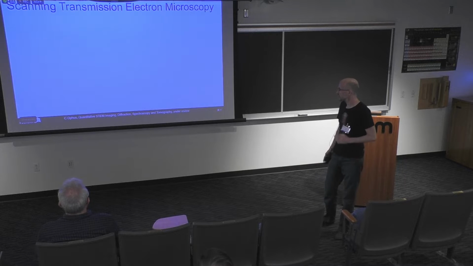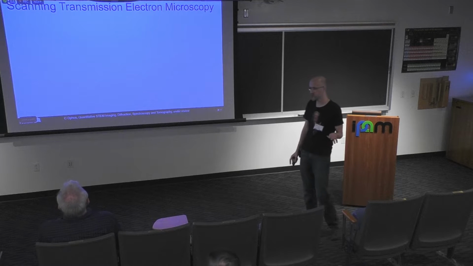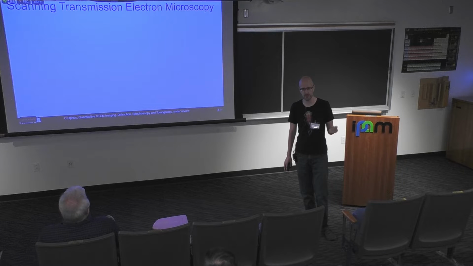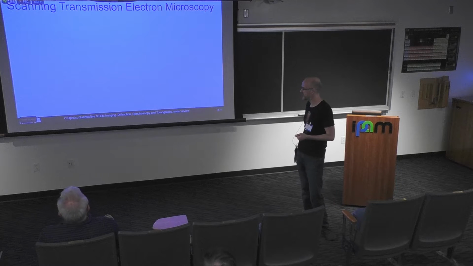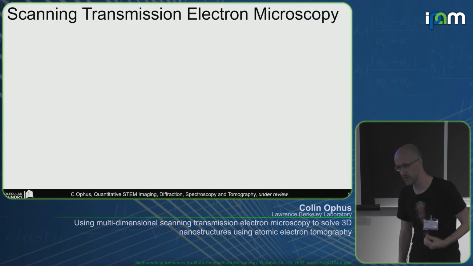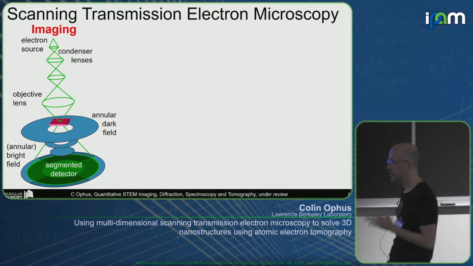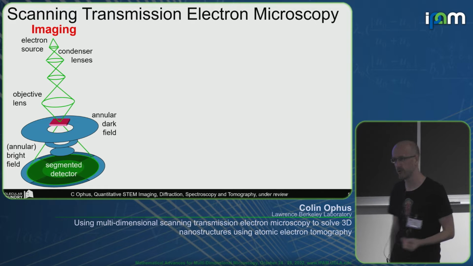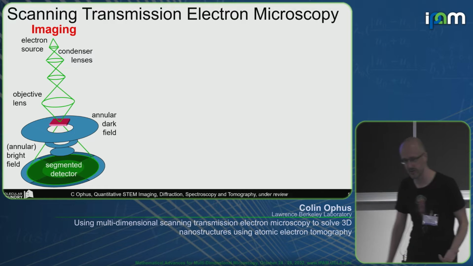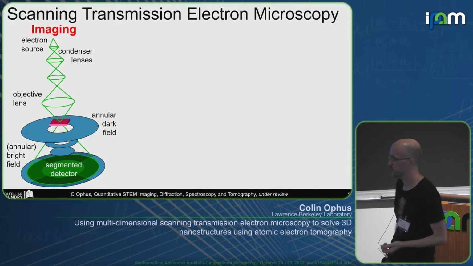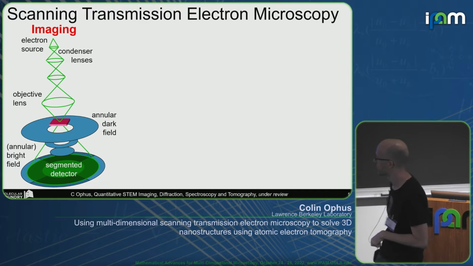Okay, so what is a scanning transmission electron microscope? I wanted to introduce it just in case people in the audience aren't familiar with it. It is one of the most flexible materials characterization platforms that we have. You can use it in imaging mode, where you form a beam, pass it through a sample, and then use a variety of different detectors to measure images, much like we saw in the two previous talks this morning.